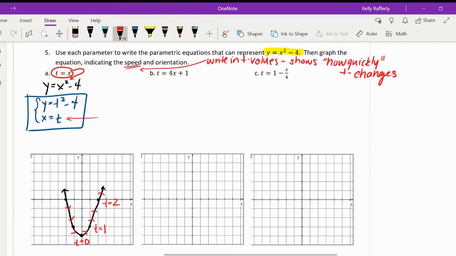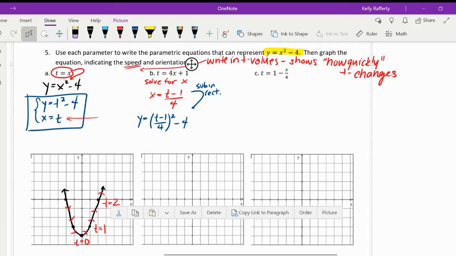So when things get a little bit more complicated here, the first thing I like to do is figure out for the second one what x equals. So I'm going to solve for x. So I'll get t minus 1 over 4. And then that's going to go back into our y equals equation to get what y equals. So I'm going to say sub into rectangular. So y equals x squared is (t minus 1 over 4) squared minus 4.